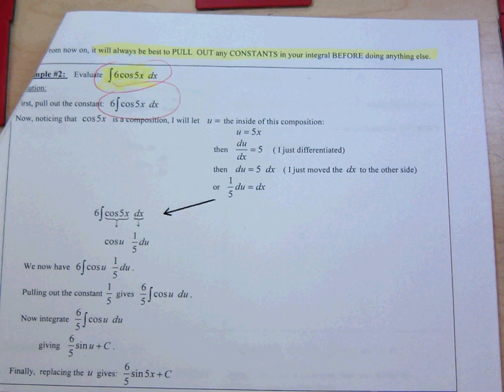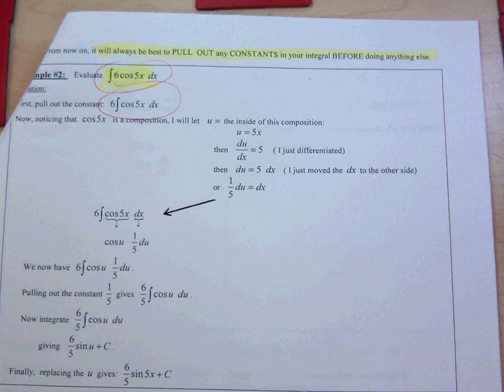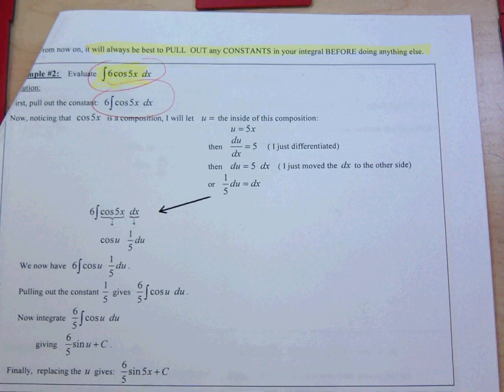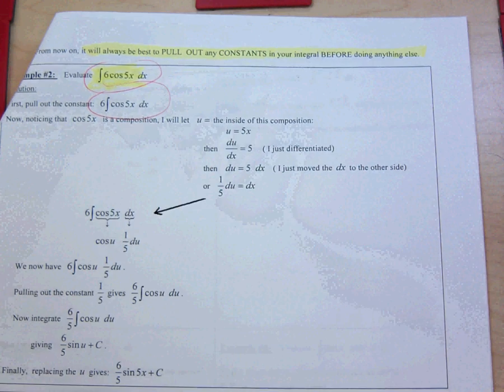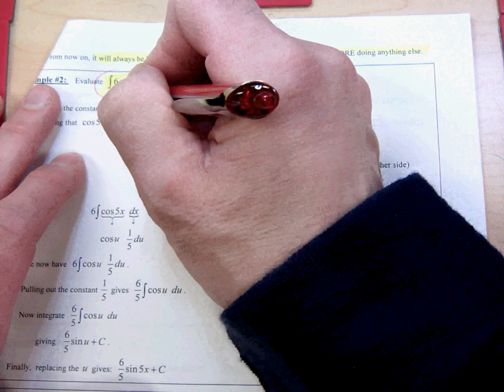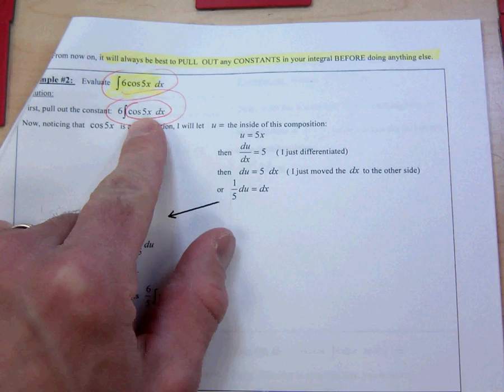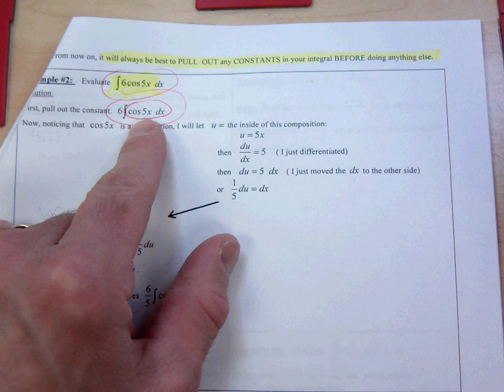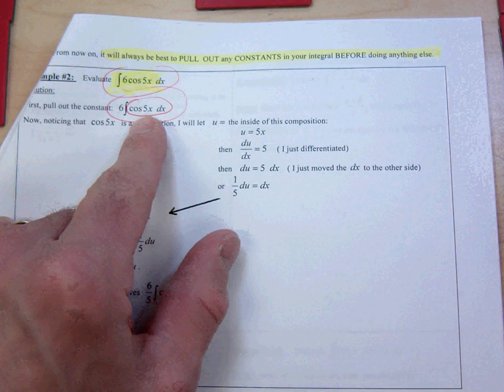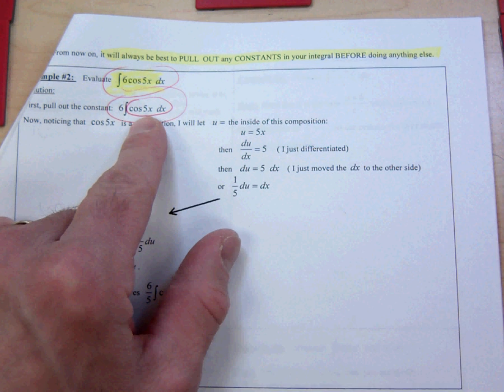So, all I did is pull out the 6. That 5 has to stay there, though, doesn't it? Okay, so I need to integrate this. Now, again, you can't integrate it with that 5. I mean, if the 5 wasn't there, then you wouldn't need a u substitution, would you? Right? You could all integrate cosine of x, but you can't integrate cosine of 5x.